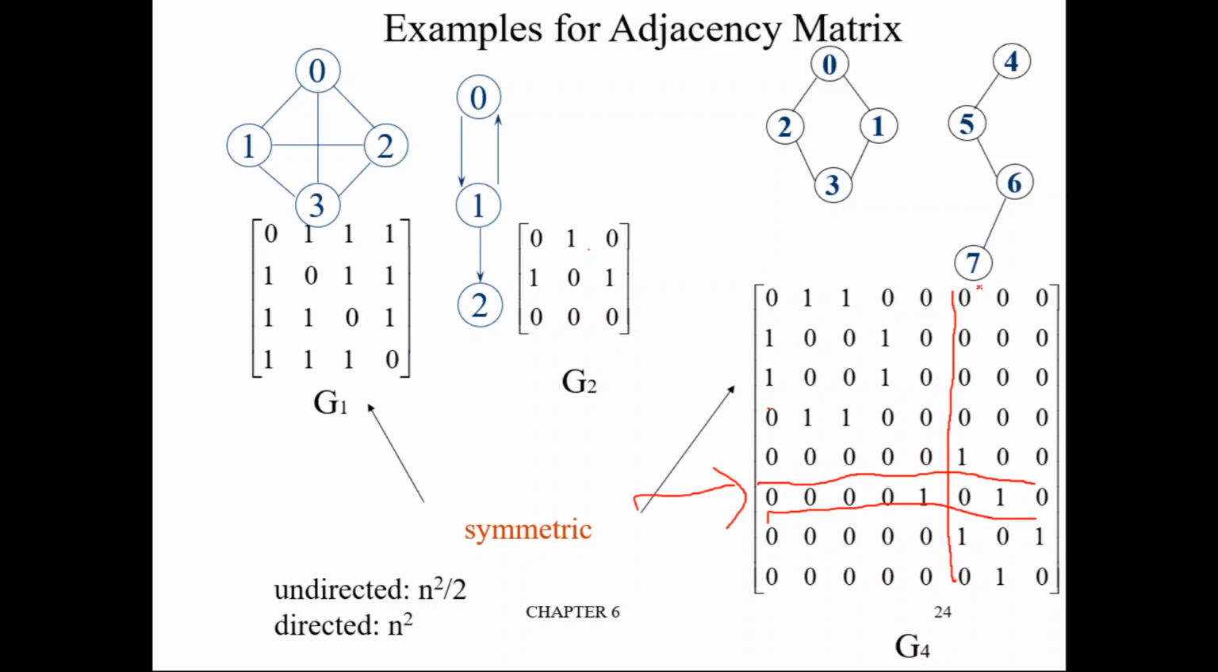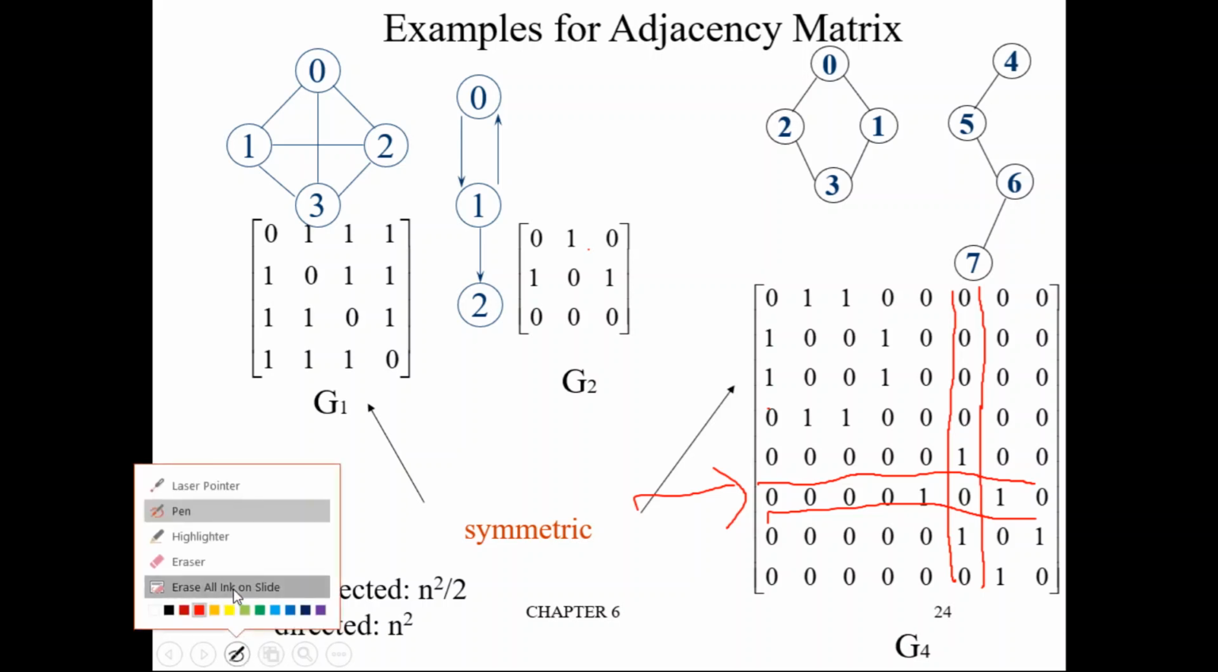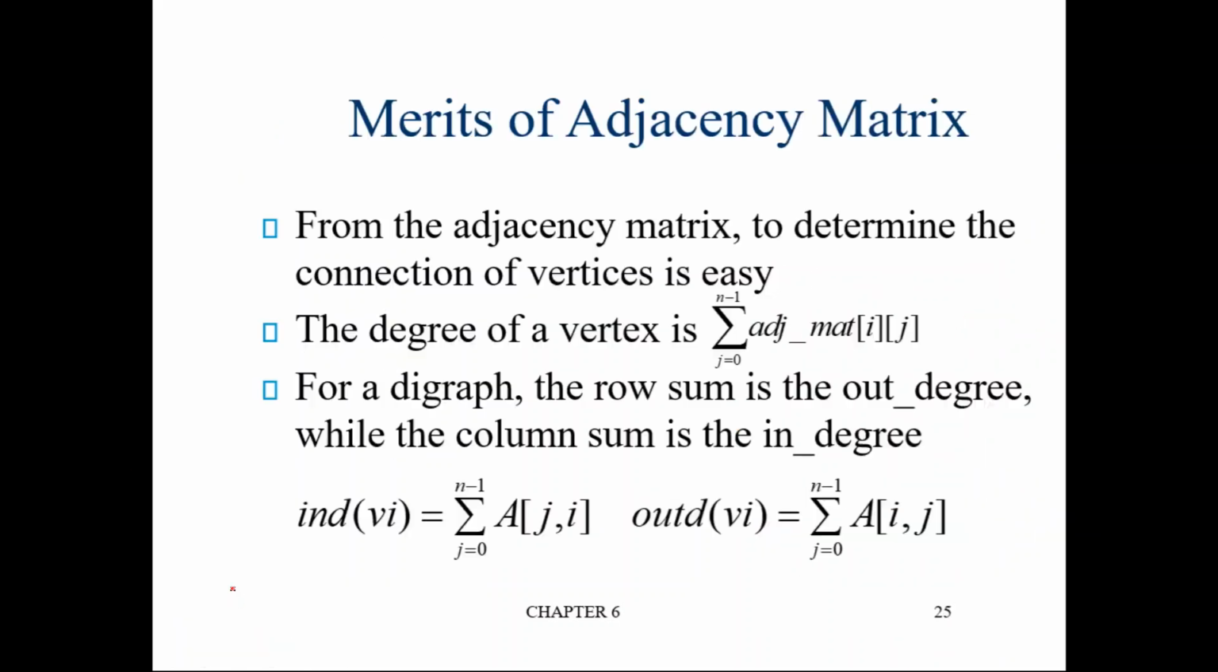So the point is, when you create an adjacency matrix from an undirected graph, that adjacency matrix will be symmetric. Okay, right? So this is how an adjacency matrix works.